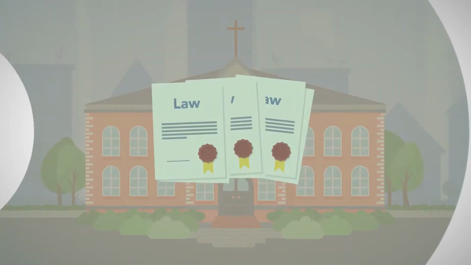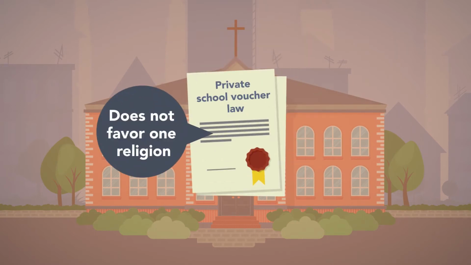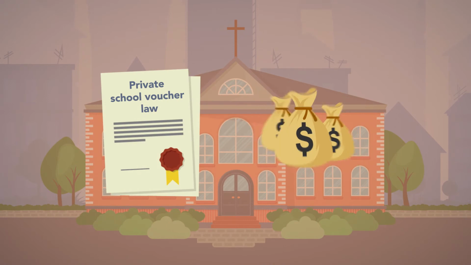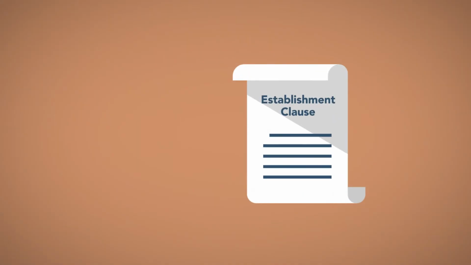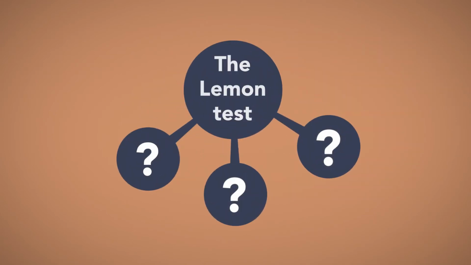Many laws, however, such as laws providing for private school vouchers, do not explicitly show favoritism for one religion over another or for religion over non-religion. Rather, such laws involve the government providing support directly or indirectly to religious organizations. When deciding if a law violates the Establishment Clause in this context, the courts use a multi-pronged test, which is often referred to as the Lemon Test.